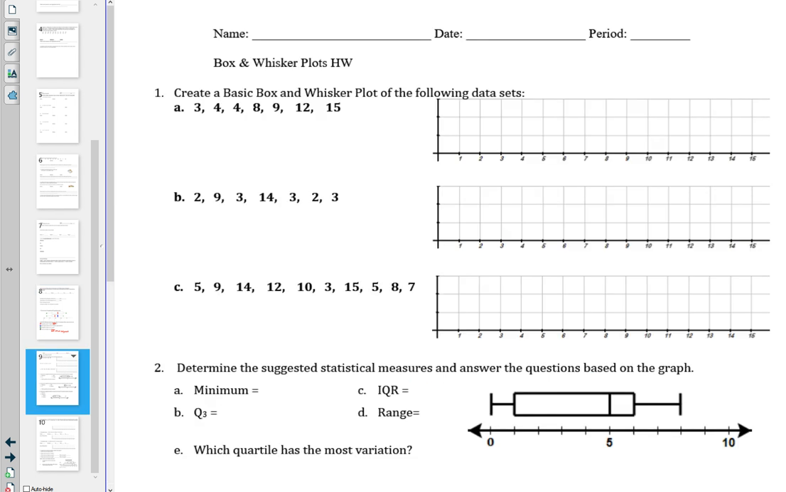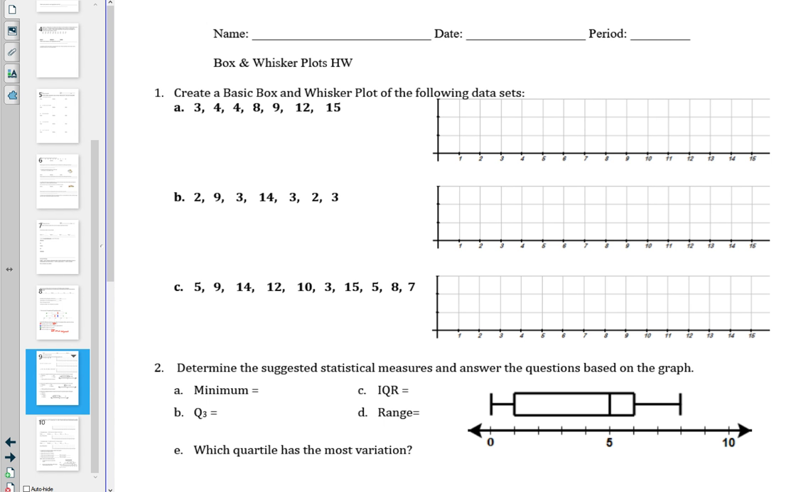Okay, let's go to the second to last page. Box and whisker plots. Let's create a box and whisker plot for the following data sets. All right, so we're starting to get repetitive now. There's really nothing new before we go into the quiz tomorrow. We did some box and whisker plots yesterday. We can just practice it more.